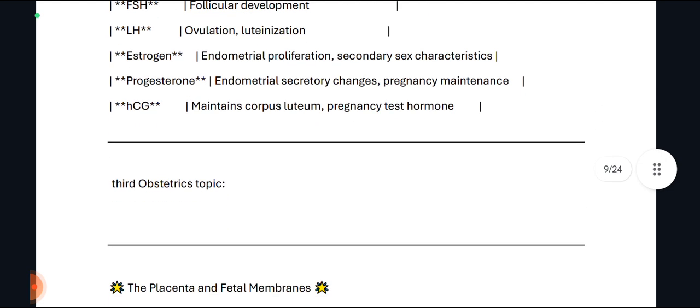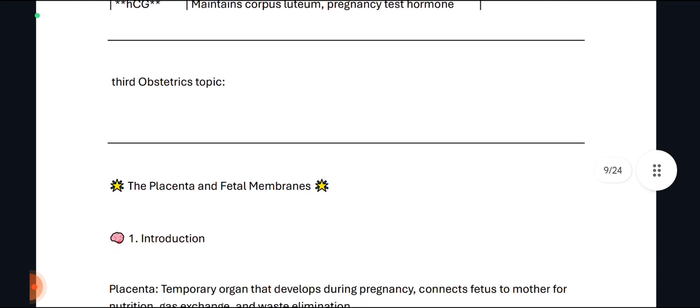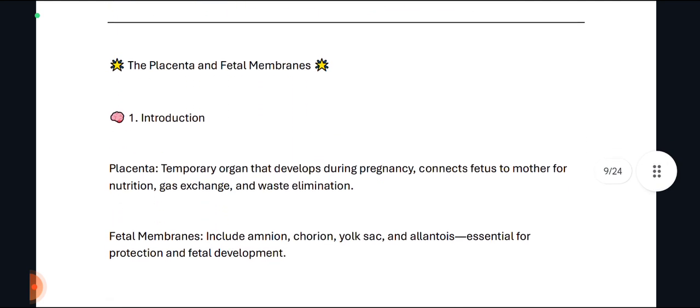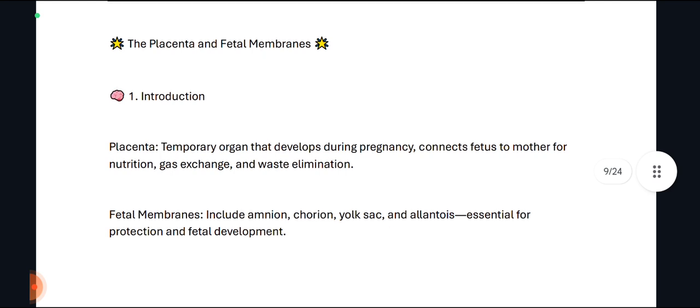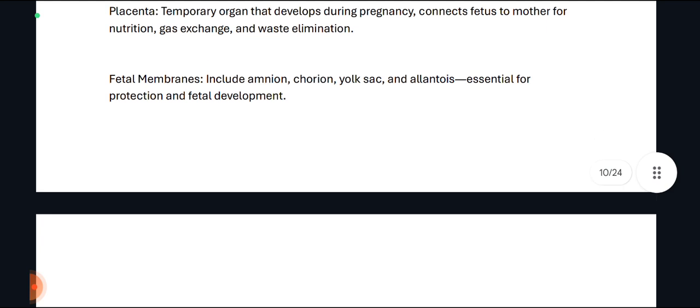Okay, so this completes our second part, which was about the fundamentals of reproduction. Let us come on to the third topic, which is the placenta and the fetal membranes. The placenta is a temporary organ that develops during pregnancy. This connects fetus to mother for nutrition, gas exchange, and waste elimination. The fetal membranes include amnion, chorion, yolk sac, and allantois. These are essential for protection and fetal development.